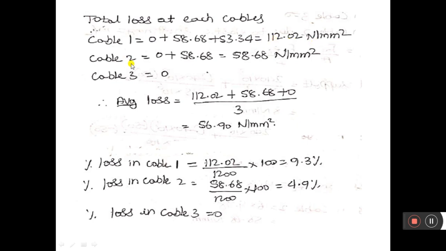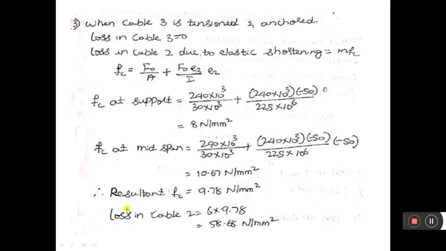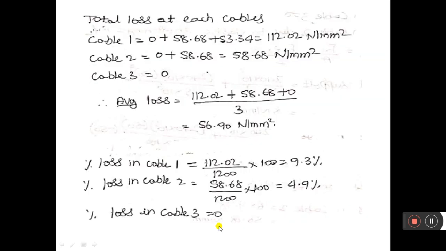Coming to the second cable. When cable 2 is pulled, the loss in cable 2 is 0. When cable 3 is pulled, the loss in cable 2 is this one. Loss in cable 2 when cable 3 is pulled and anchored is 58.68 Newton per mm square. So total loss in cable 2 is 58.68 Newton per mm square, and loss in cable 3 is 0. So average loss is equal to total loss, 112 plus 58 plus 0, divided by 3, that is the number of cables. We will get the average loss of prestress in the cables.